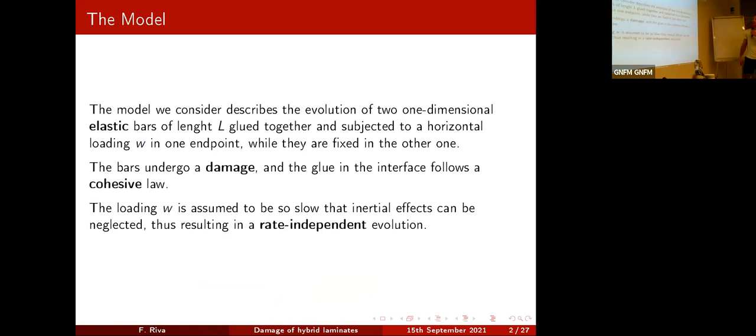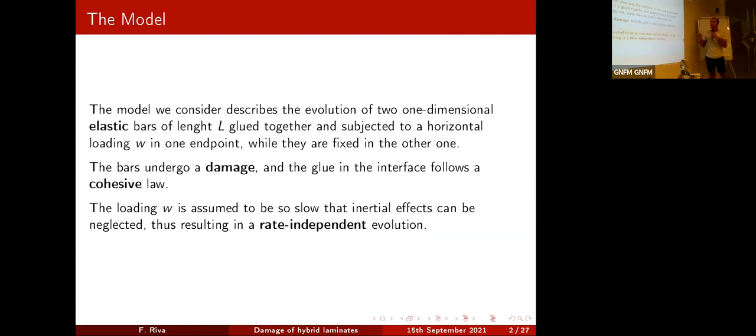Okay. So the model we consider describes the evolution of two one-dimensional bars which are glued together, and these two bars are stuck to the wall on the left-hand side, and they are loaded by a horizontal loading called W. And the number 2 is only for simplicity. You can imagine a material made of several layers. But in the talk, I will confine myself to two bars.